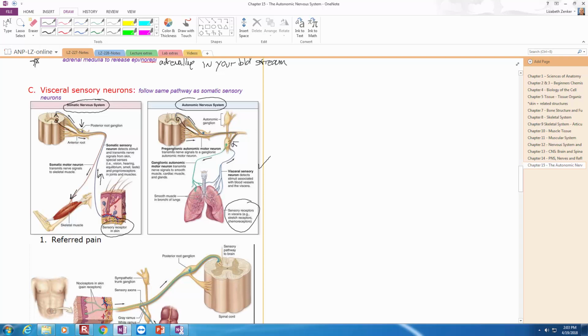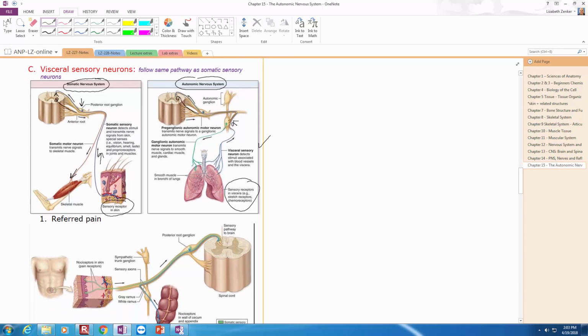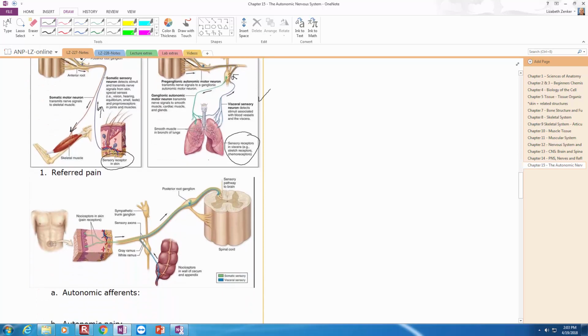Now, everybody always wants to know about referred pain, because everybody's probably experienced referred pain at some point. So referred pain is also called visceral pain, PN for pain. And what it means is that you will sometimes have pain that does not seem like it's associated with where it's actually coming from. It is not following a nerve pathway that you're aware of, so it doesn't make any sense to you.